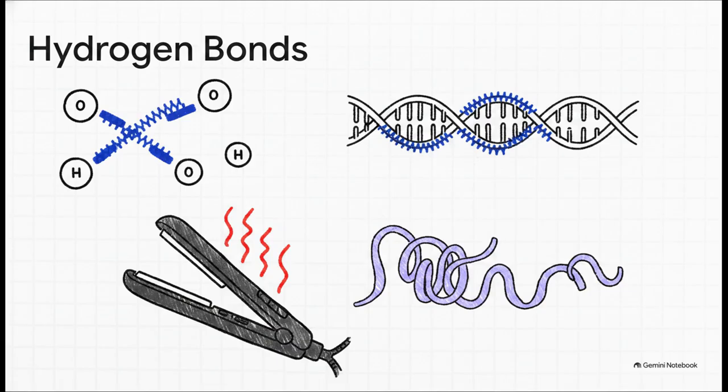Now, on their own, these bonds are pretty weak, but together, they are mighty. Millions of hydrogen bonds are responsible for literally zipping together the 2 strands of your DNA double helix. But because they are relatively weak, they can be broken pretty easily by something like heat. If you've ever used a hair straightener, you are quite literally using heat to break the hydrogen bonds that maintain the curl in your hair proteins. When your hair gets wet again, the bonds reform, and boom, the curl comes right back.